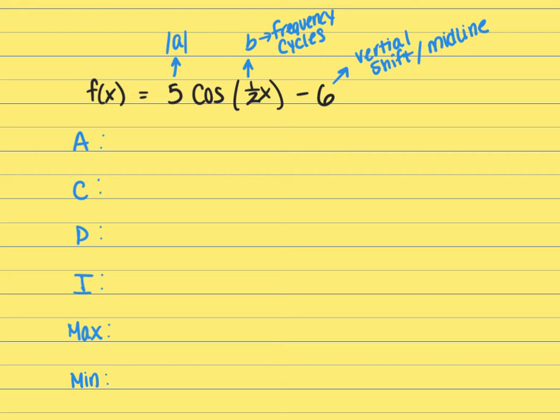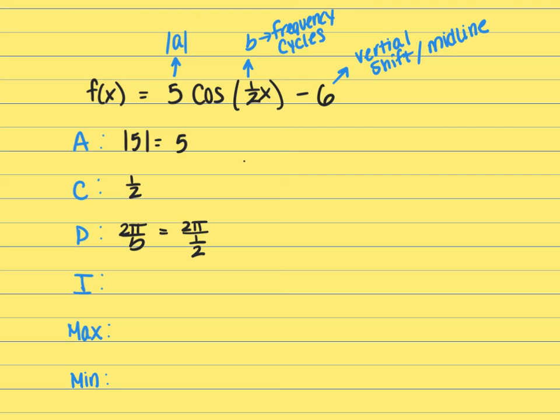So the absolute value of my amplitude: if 5 is my A value, the absolute value of 5, which is 5, is my amplitude. C is my cycles or frequency, which can be found by taking the number in front of the X. So that's 1/2. Period is defined as 2 pi over B, where B is the number of cycles, right? So 2 pi divided by 1/2 will be my period.